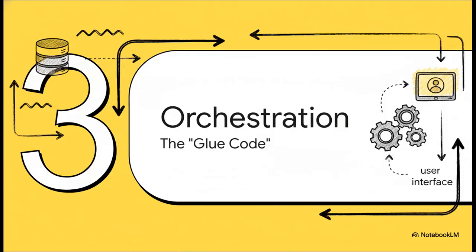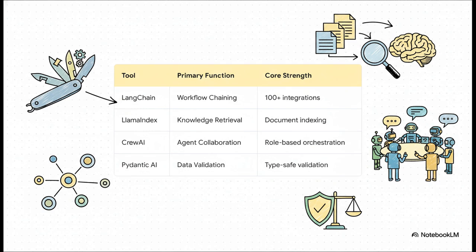Okay, so we have our foundational knowledge, we have our core algorithms, but how do we actually connect all these pieces to build a real application? That's where orchestration modules come in. Think of this as the glue code that holds the entire system together. This is the developer's toolbox, and picking the right tool is everything.